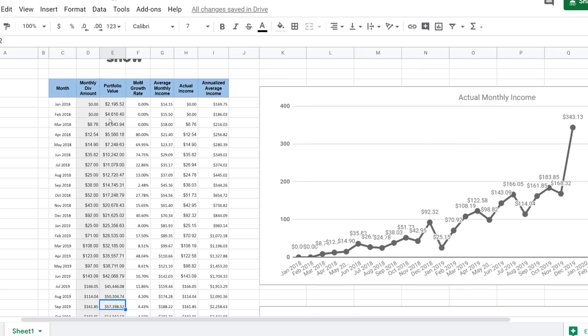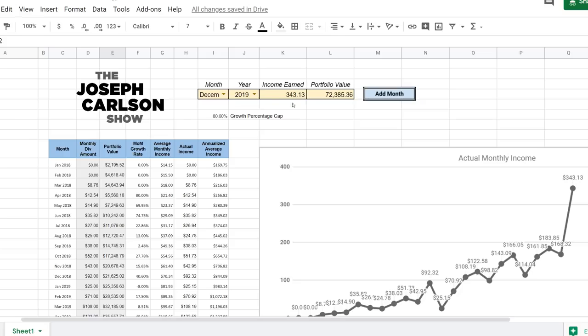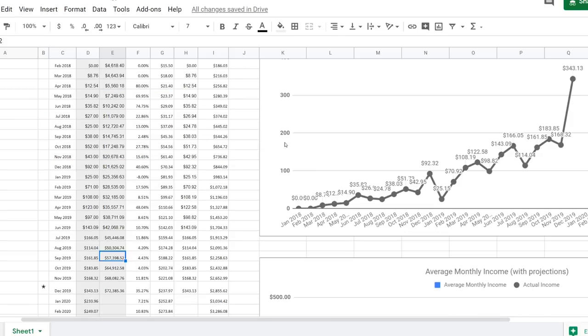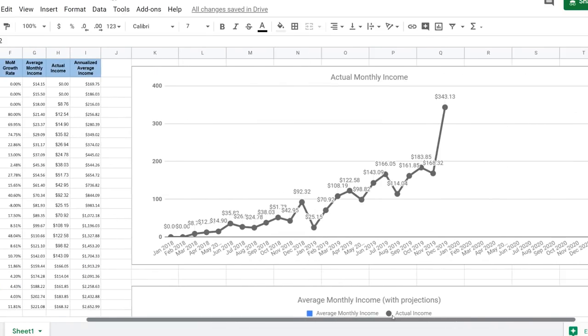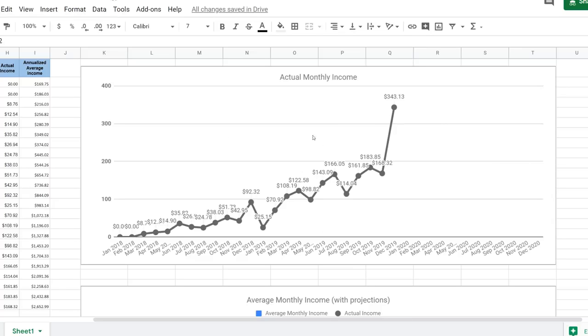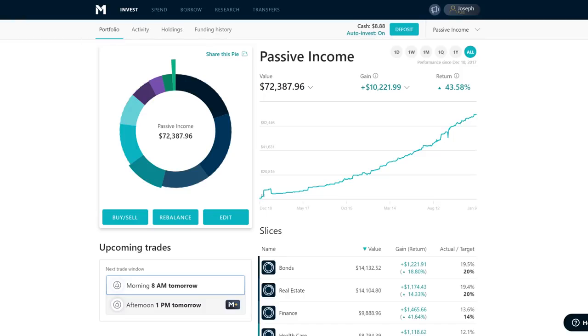You can also use all this data here, which is automatically populated if you fill this in. You can use that to make whatever different visualizations you want. So if you're good at making charts in Google, you can make all sorts of charts with the same set of data.